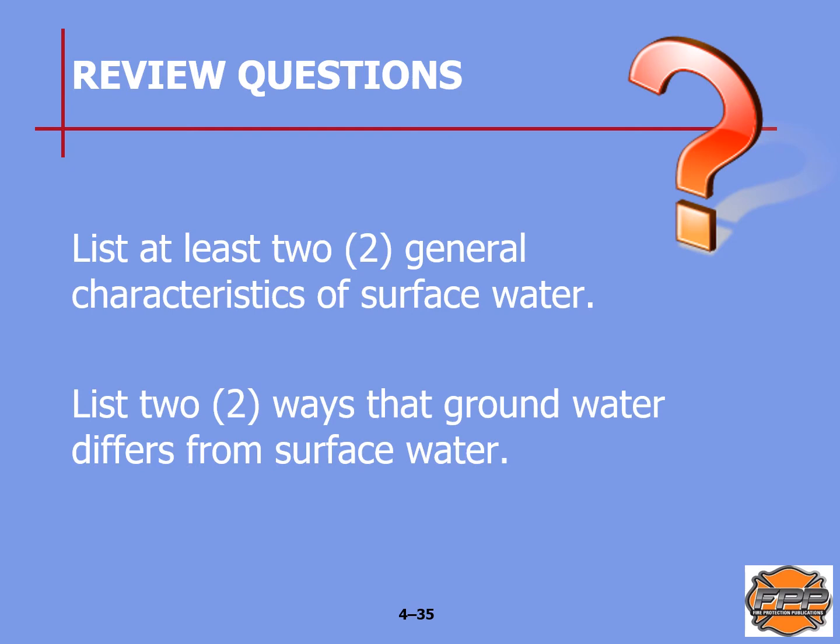Some review questions. One of these questions is to list at least 2 general characteristics of surface water. That will be on page 52 of your manual. Another is to list 2 ways that groundwater differs from surface water. That will be on page 53 of your text.